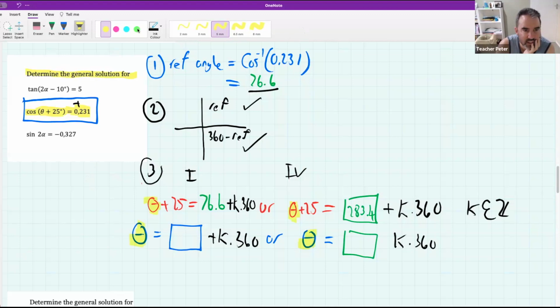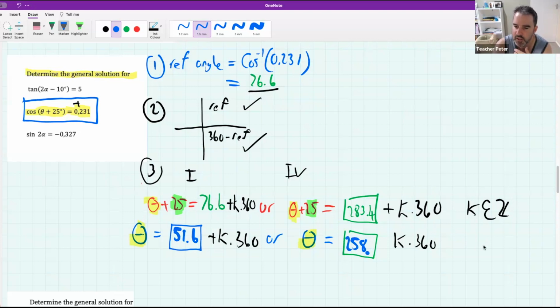So I was thinking that this 25 has got to go. But the question is, where does it got to go? Well, I think I have to take away 25 from both sides. And if I do that, I'm going to get 51.6 on this side. And then on this side, because I take away 25, the 283 needs to get smaller, and it's going to be 258.4. And then that is it.